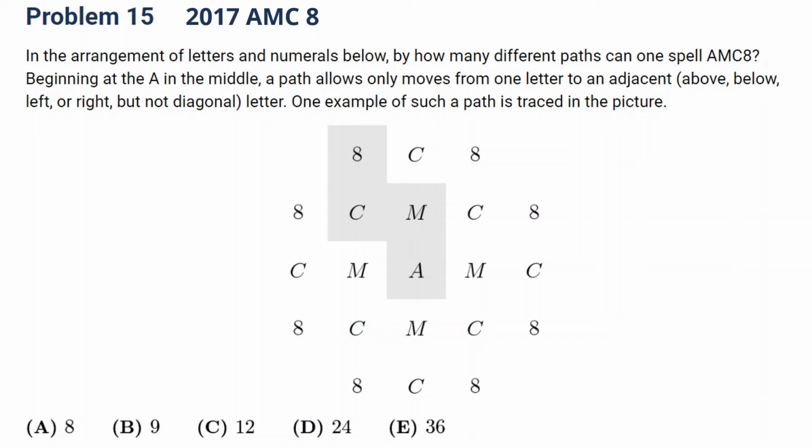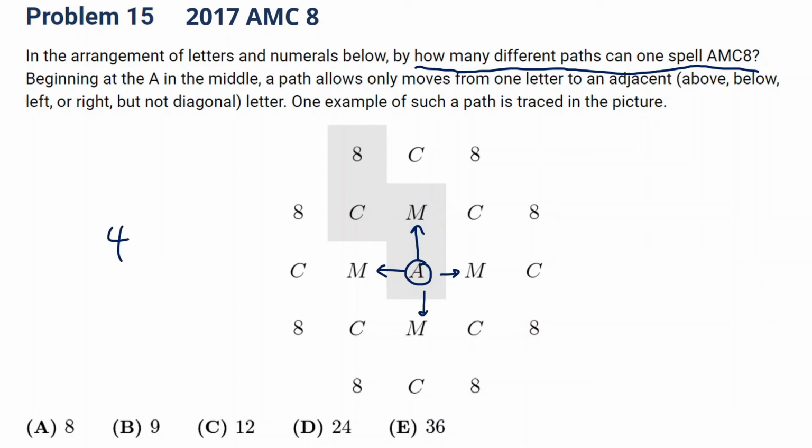This is 2017 problem 15. Let's pause the video and think about it. Okay, let's take a look. So we have, asking for how many different ways can one spell AMC 8? So we start with A, that's determined. And then we have 4 different ways to go to an M.